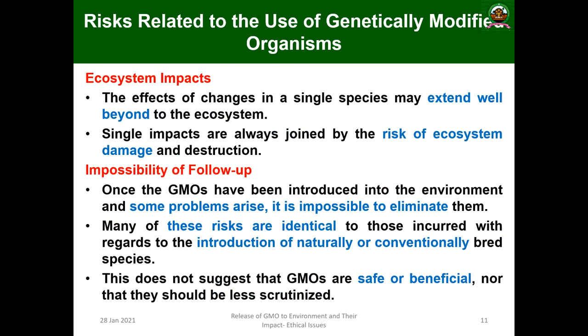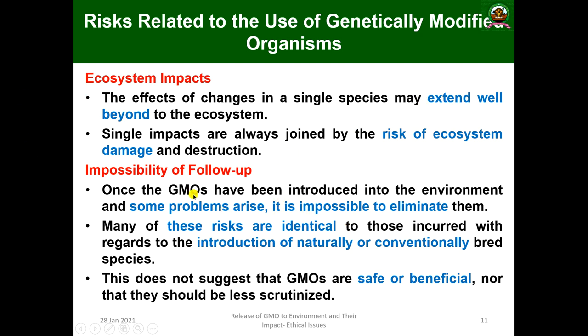Okay, then the next one is ecosystem impact. The effects of a change in a single species may extend well beyond, across the ecosystem. The ecosystem has a lot of closely interrelated groups; we have discussed the food chain and the food web. A single impact always carries the risk of ecosystem damage and total destruction, from a particular organism in a particular habitat. So the ecosystem will also be impacted due to the transfer of a gene.